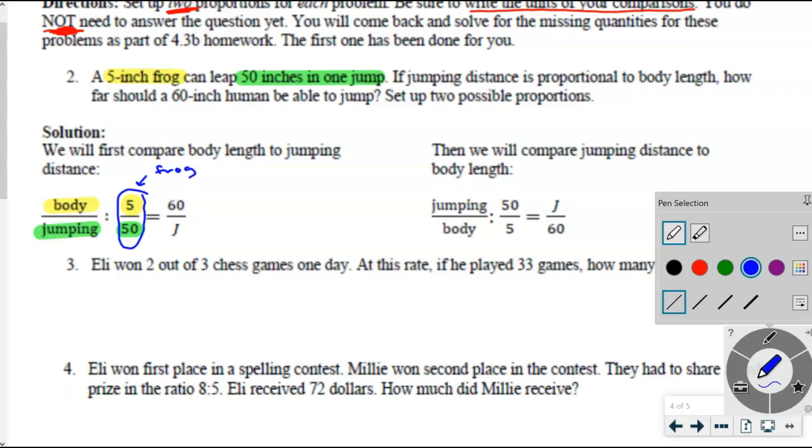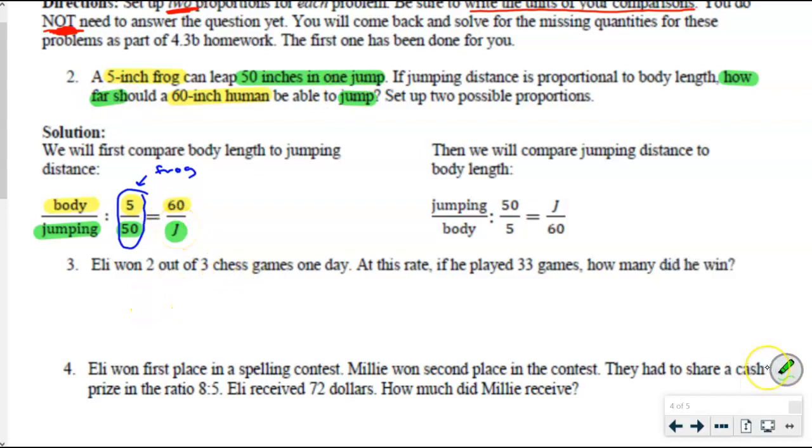Okay, let's keep on reading. If jumping distance is proportional to body length, how far should a 60-inch human be able to jump? That's the height or the body length of the human. And it's asking the question, how far would that human jump? That means we don't know. And anytime we don't know, that's when we're going to use a variable. J for jumping distance is appropriate.